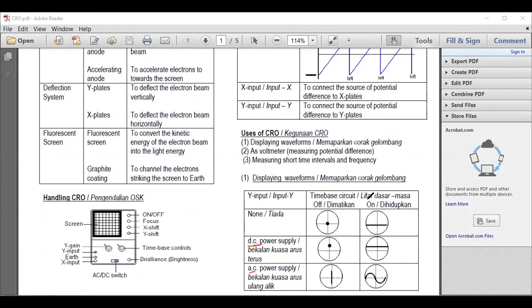Now, how to know your time base is on or off? If your image is only in the middle, with no image on the left or on the right, we call it time base off. If you see the image on the left and on the right, it doesn't matter AC or DC, that means your time base is on. So that's how we know whether the time base is on or off.